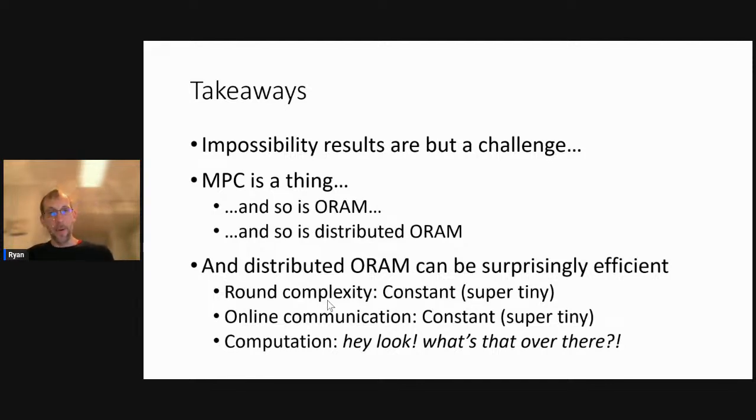Other takeaways are MPC is a thing. It's a really cool thing. It's actually a thing that you will probably all be using in the not too distant future because there are many big companies out there actively looking at use cases for this. ORAM is also a thing. It's also a really cool thing. Distributed ORAM is a thing, and it's a really cool thing. And it can be surprisingly efficient. So we can get round complexity that is constant, super small, online communication complexity that's constant and super small, and computation that's, never mind, let's not talk about the computation.